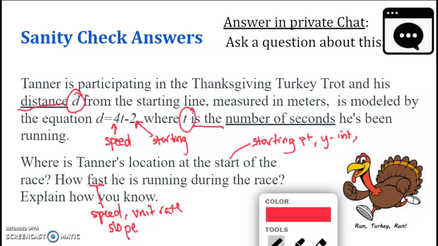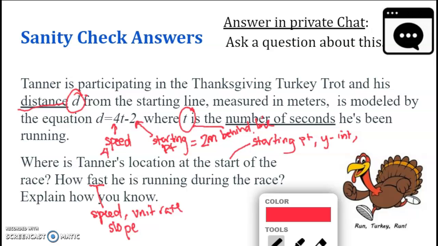But how do I check if this is correct? How do I know that my answer is correct? So the starting point you are saying is negative 2. What is the unit for this? The starting line is a distance from the starting line. So it's 2 meters behind the starting point. Whereas the speed is 4.